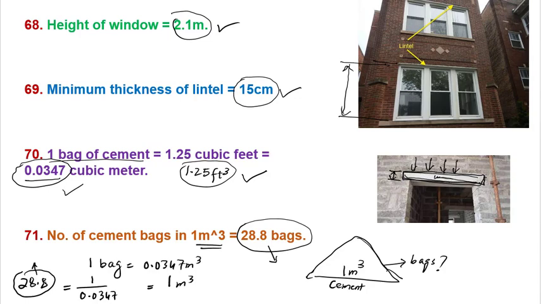So every time when you are asked to give your answer in numbers, you need to round it up or round it down. So you can't write it in points, right? So we need to write it like 29 bags, or even you can write 28 bags. Both are correct. So if you have 1 meter cube of cement, then we will have 28 to 29 cement bags. So this was the point.